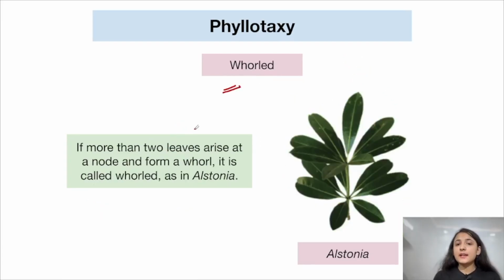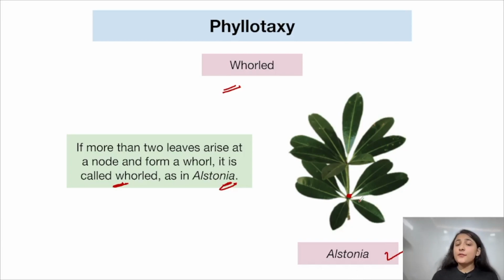Now let's come to the third type of phyllotaxy, which is the whorled phyllotaxy. So what happens in whorled phyllotaxy? In opposite, two leaves were present at a single node, right? Here more than two leaves arise at a node to form a whorl of leaves. Okay, a circle or a whorl of leaves. Now numerous leaves are present at a node. So this kind of leaf arrangement is known as the whorled leaf arrangement. It is seen in Alstonia. This example is from the Alstonia plant.